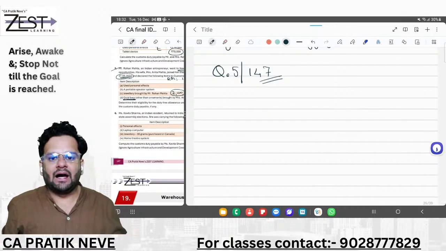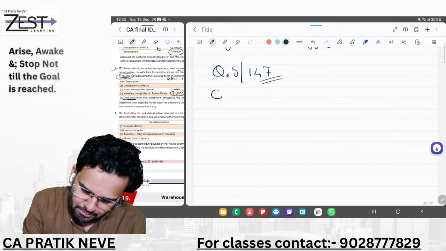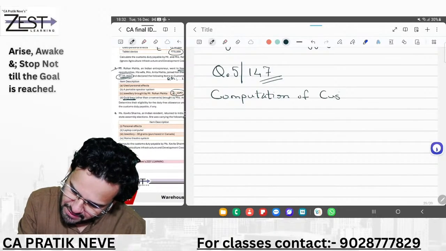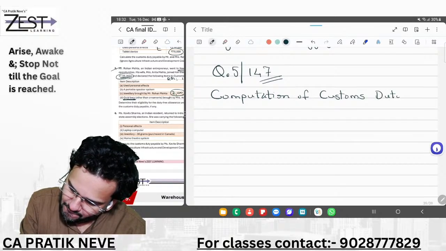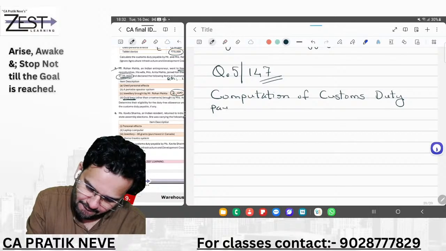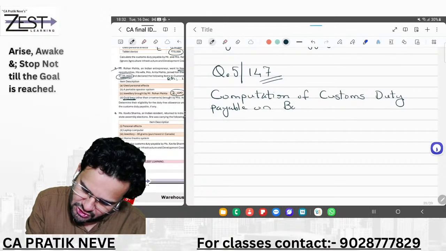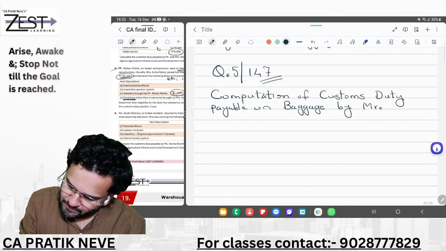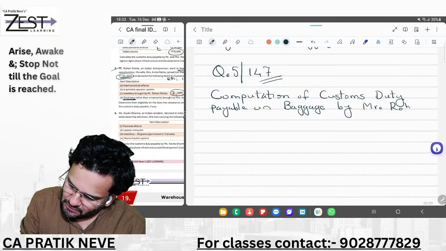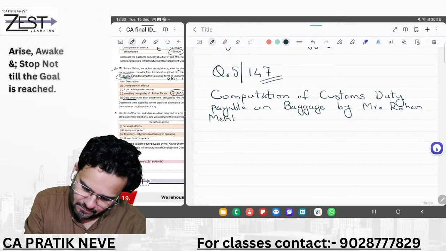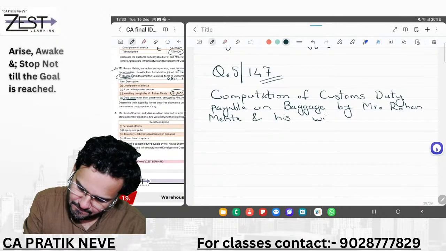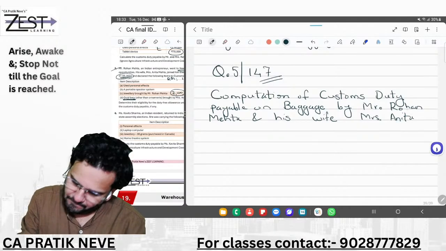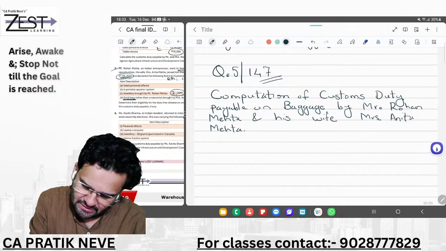Okay. Now see. Computation of customs duty payable on baggage by Mr. Rohan Mehta and his wife Mrs. Anita Mehta. Clear? All of you?